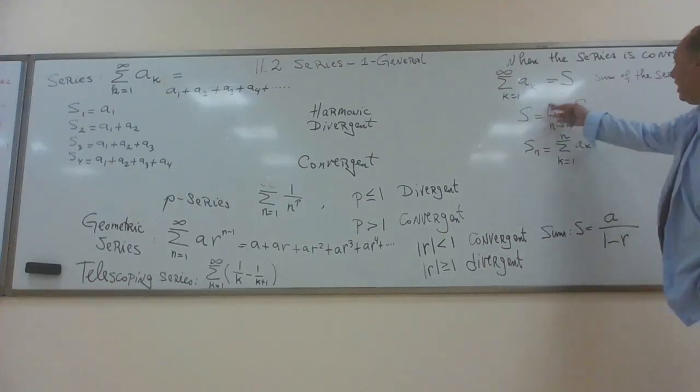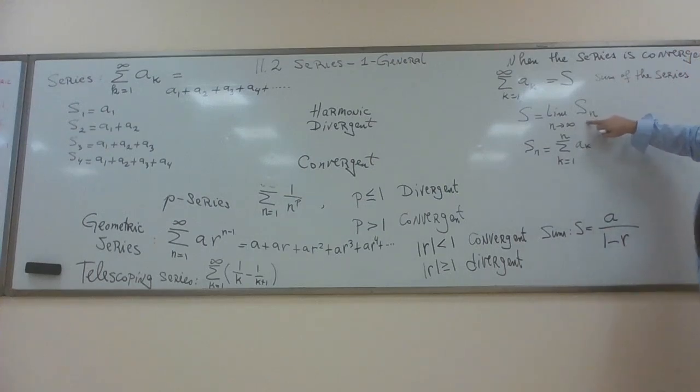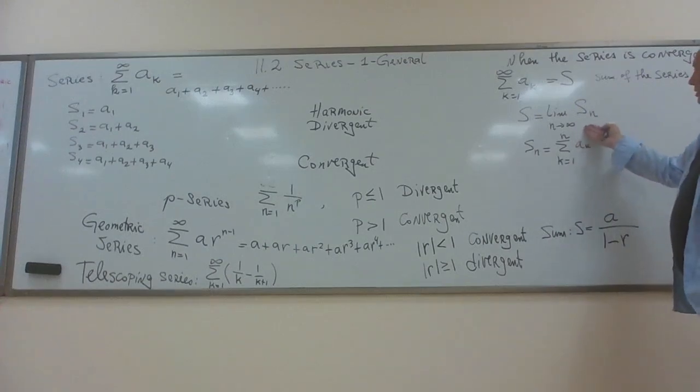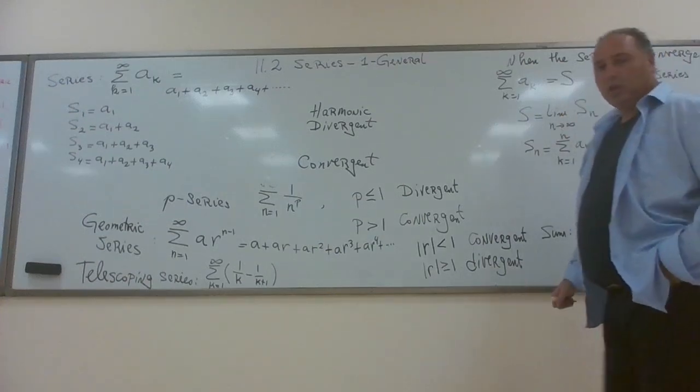Now, how can we have a limit that doesn't exist? Well, maybe these partial sums are increasing to plus infinity or going to minus infinity or oscillating between numbers. So essentially, as long as these partial sums are not going towards a fixed real number, we will say that this limit does not exist and therefore the series will be divergent. When the limit exists, we say the series is convergent.